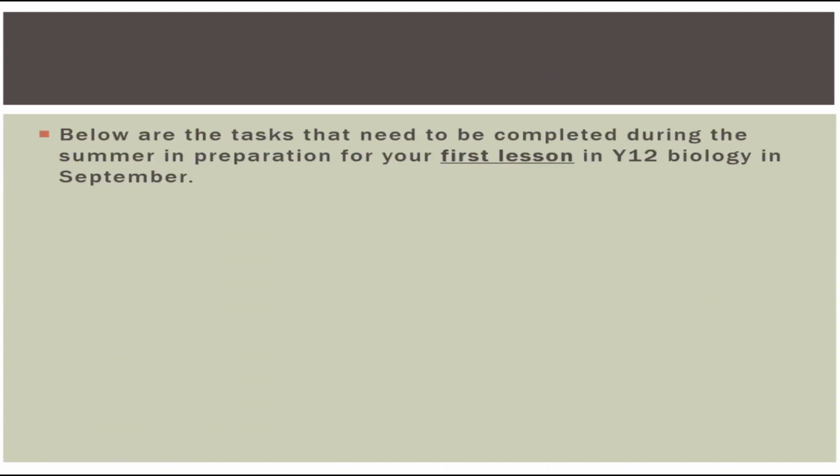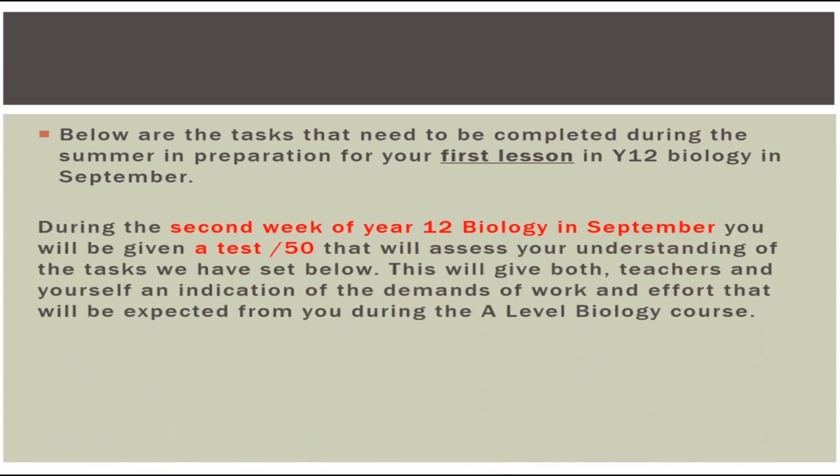Now, what we're going to go through is the 5 main tasks that you need to complete for the summer work. In the second week of Year 12 Biology in September, you'll have a test for biology out of 50, and this will assess you on the content of the tasks that you have completed in your summer work. So task 1, eukaryotic cells.